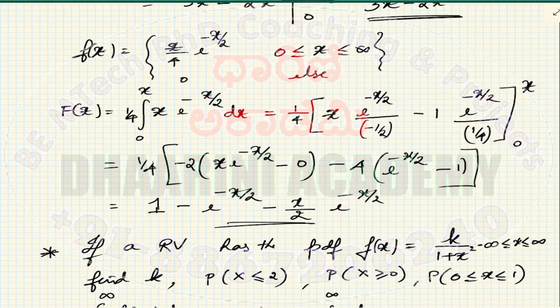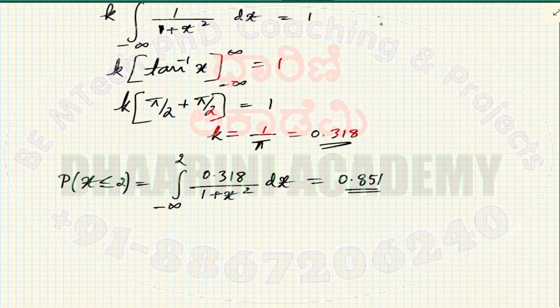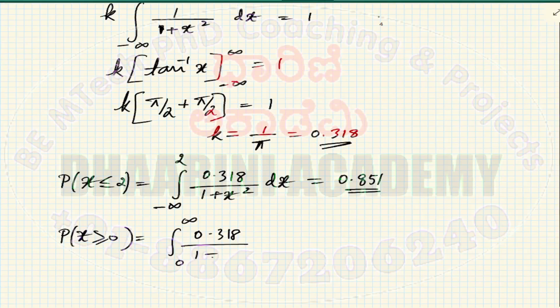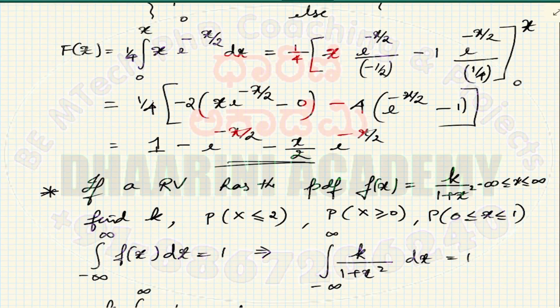This says P of x greater than or equal to 0, which means this has to be 0 to infinity, 0.318 by 1 plus x squared dx. This is equal to 0.499. All right, then we have another part, 0 to 1.